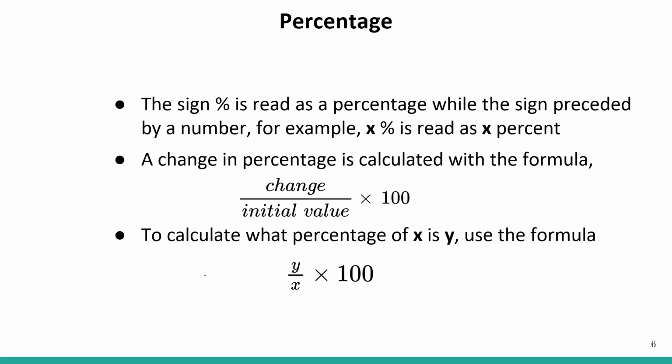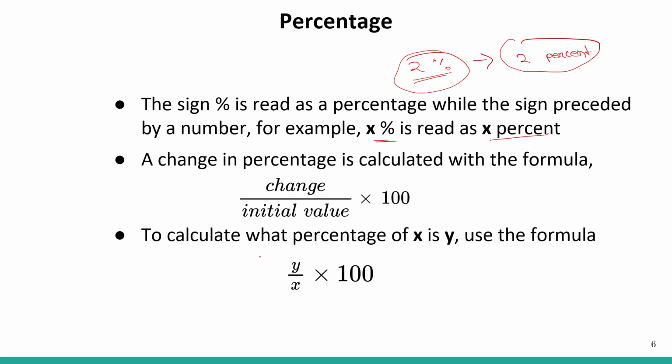So the percentage sign is read as percentage. Okay, so while the sign is preceded by a number, for example, x% is read as x percent. So if you have this kind of symbol there, so what you see is 2%. You say 2 percent. Okay, this is what you tell, and this is what you see.